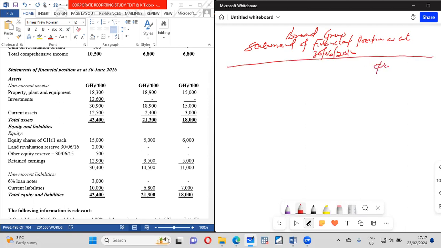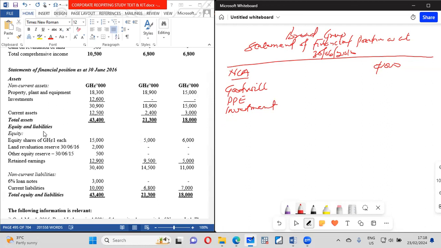So we have our NCA, and the NCA, of course, this is consolidation. There will certainly be a goodwill if it is positive. If it is negative, don't forget, it's a gain on bargain purchase. Going to retained earnings, workings 5. I just put it here. Then we have PPE, then we have investment. So we just repeat everything here.